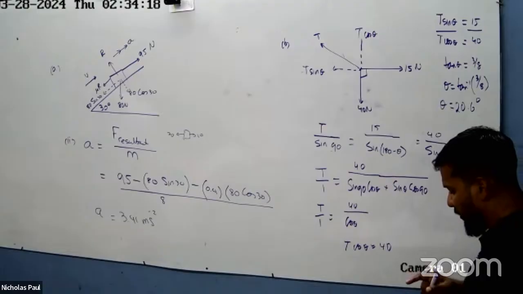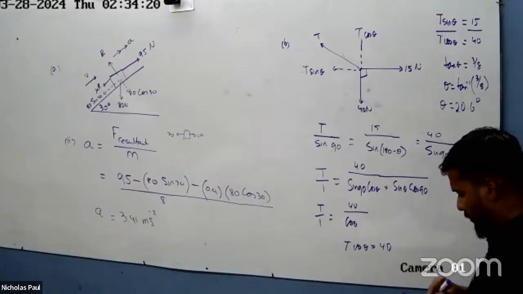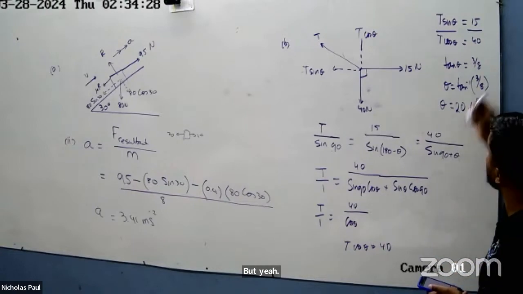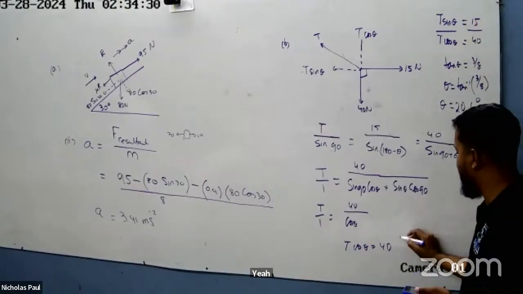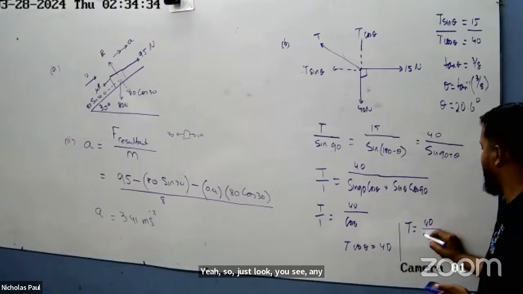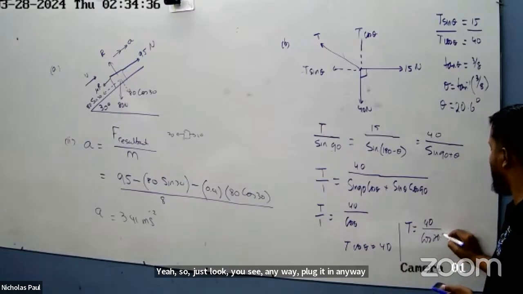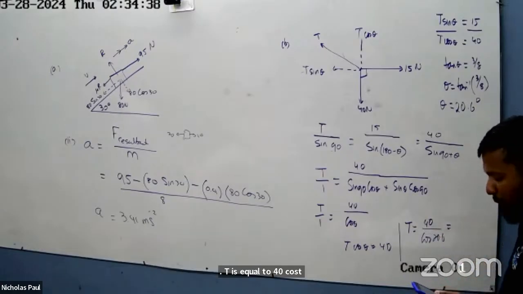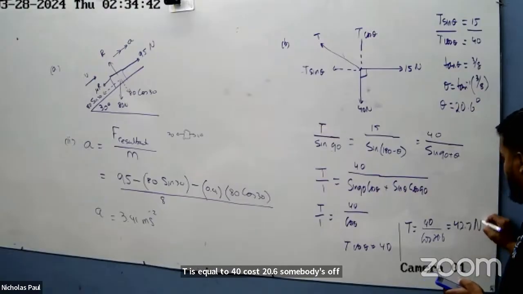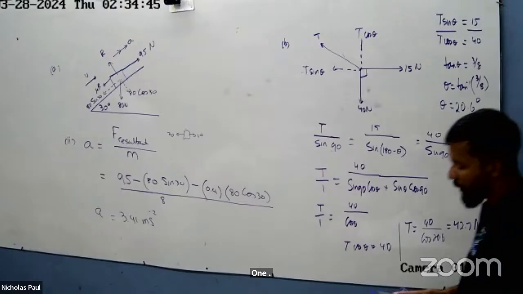What do they ask for after? They ask the value of tension. So just plug it in anywhere here now. Plug it in anywhere. T is equal to 40 over cos 20.6. How much is that? 42.7. Right?